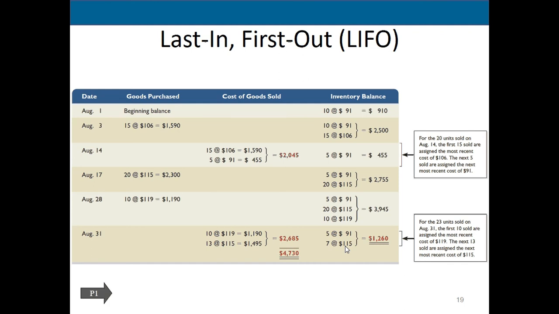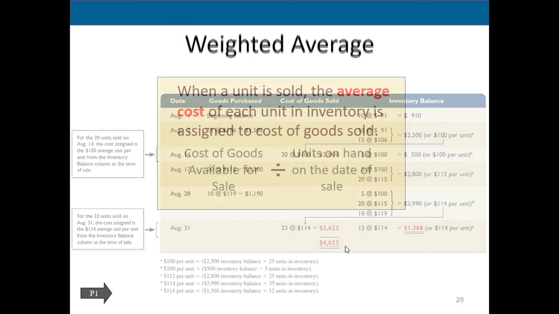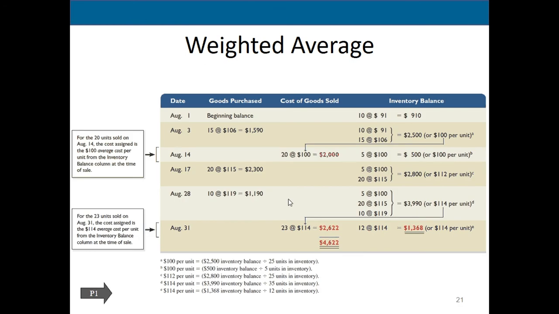All right. Weighted average, again, is the one that the CPA likes. We just like to take the average cost because usually in my world, our clients haven't kept very good records of their inventory. So we're going to just take the average cost and divide it out. All right, here's what it looks like when we get over to weighted average. My beginning balance was 10 at 91. 910 bucks. Nothing's changed there.